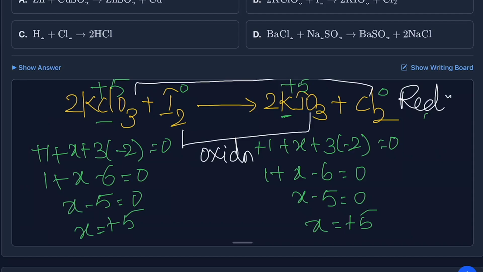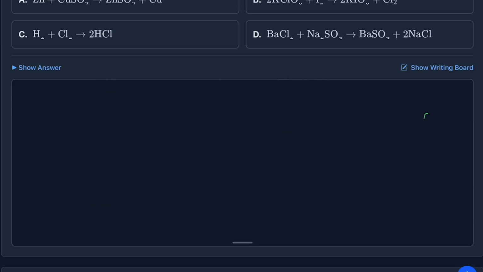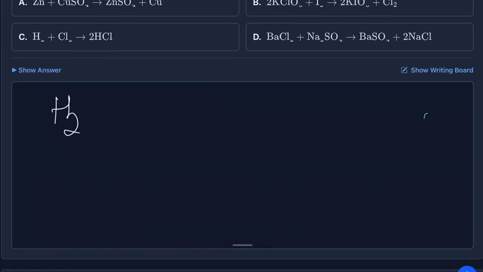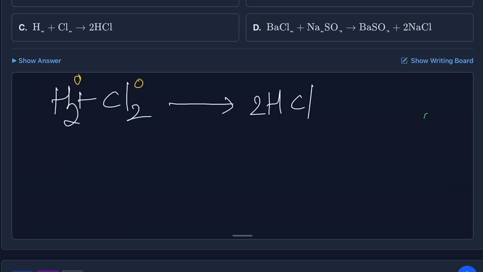Next, the third option, if you can see H2 plus Cl2 gives rise to 2HCl. Here H2 is in the elemental form, 0 oxidation state. Chlorine is in the elemental form, 0 oxidation state. Here hydrogen is getting the plus 1 oxidation state and chlorine is getting the minus 1 oxidation state.